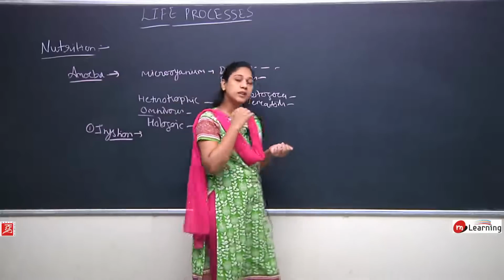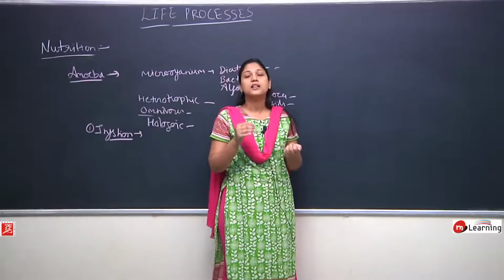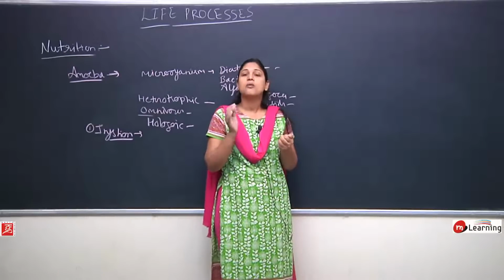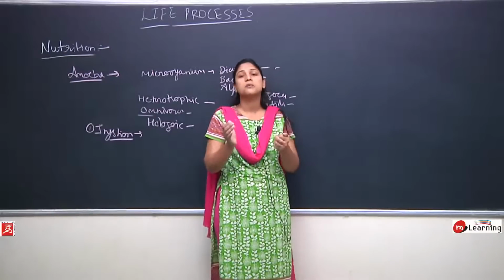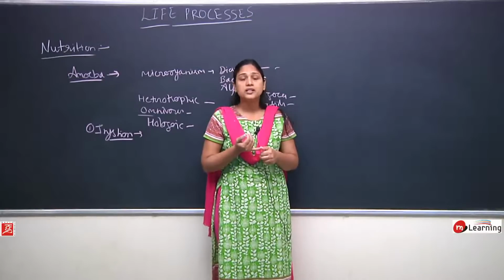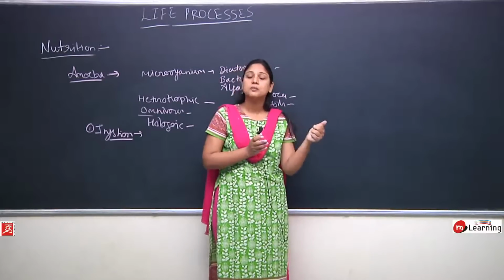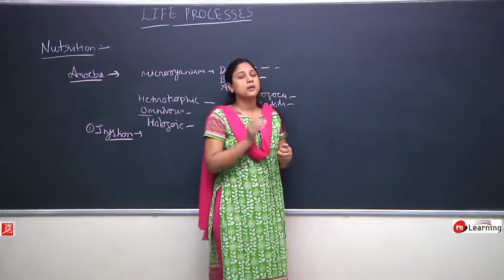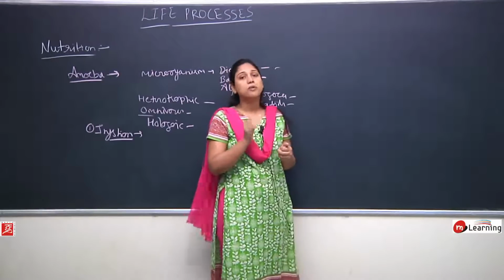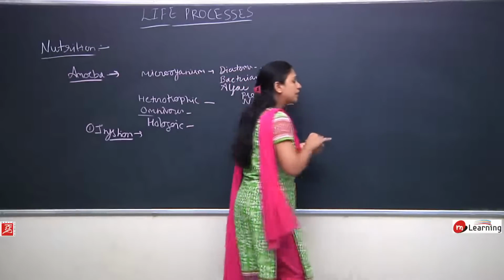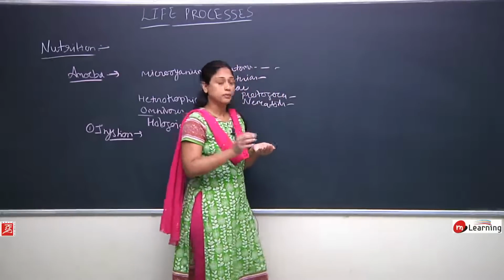Amoeba's body is very flexible, and it makes finger-like projections from its body, and with these finger-like projections it moves, it does its locomotion, it moves from one place to another place, and also it takes its food with the help of these finger-like projections. So what are these finger-like projections called? These are called pseudopodia.